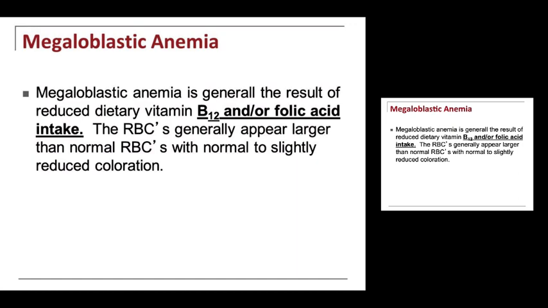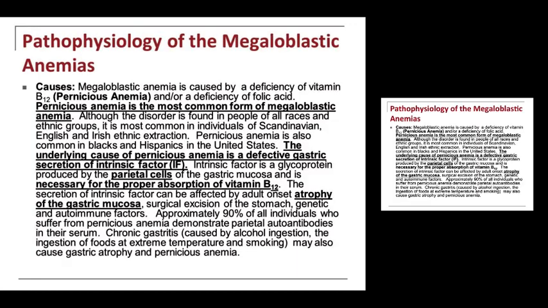And this is where the red blood cells generally appear larger than normal, with normal to slightly reduced coloration. So they call it megaloblastic, large, mega. Slightly reduced coloration, you'll hear the term hypochromic. The causes of megaloblastic anemia are deficiency of B12, which is pernicious anemia, and or deficiency in B9. Pernicious anemia is the most common form of megaloblastic anemia.